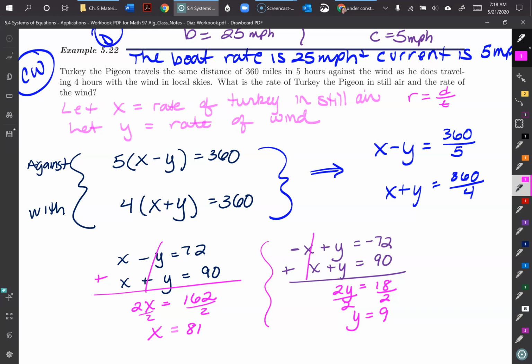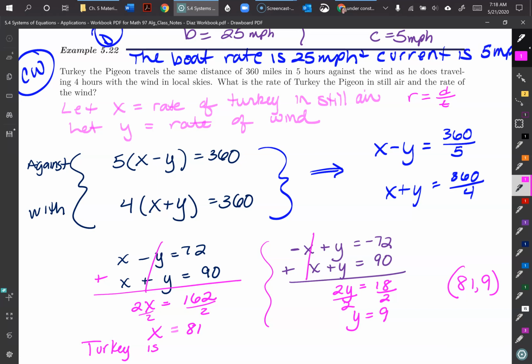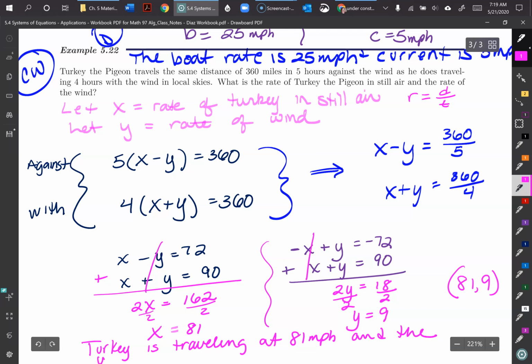And then my answer again would be x equals 81, y equals 9, and then I would just write Turkey is traveling, and remember, it's not really a turkey, it's a pigeon. So it's traveling at 81 miles per hour. That's why a turkey would not go that fast. And the wind has a rate of 9 miles per hour.